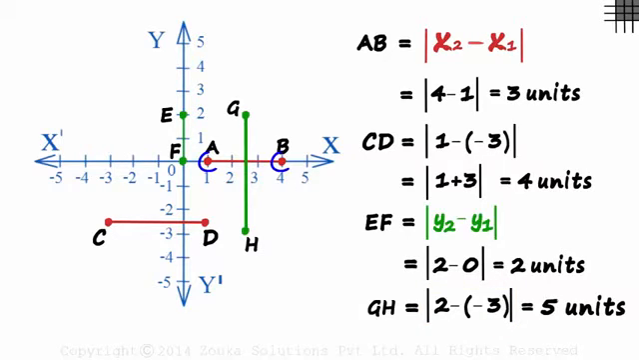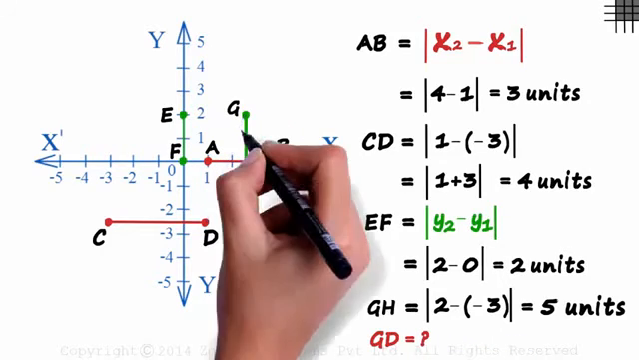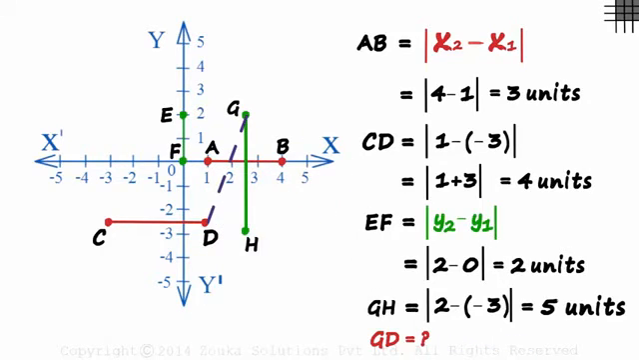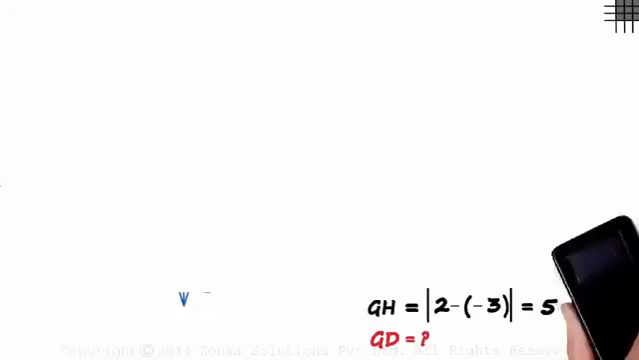Finding the distance between 2 points which lie on the axis or form a line parallel to an axis is pretty easy. But what if we have to find the distance between 2 points which do not form a line parallel to an axis? What if we are asked to find the length of line segment GD here? This segment is not parallel to any of the axes. How do we find its length? Let's erase this and look at an example to understand this.